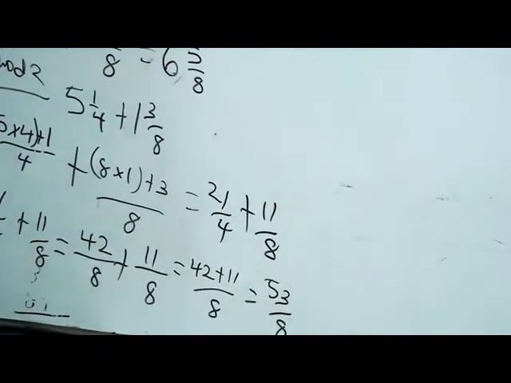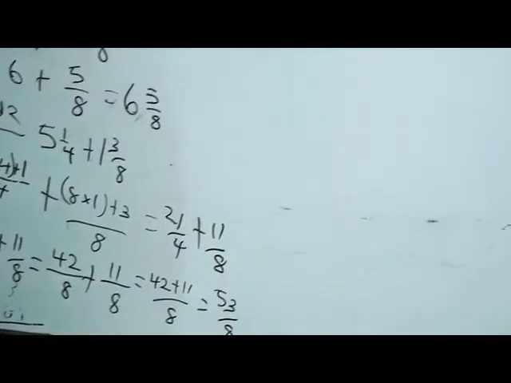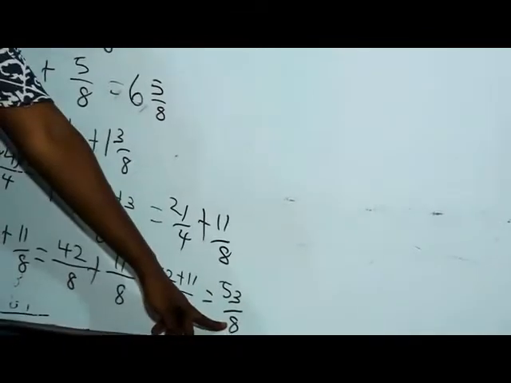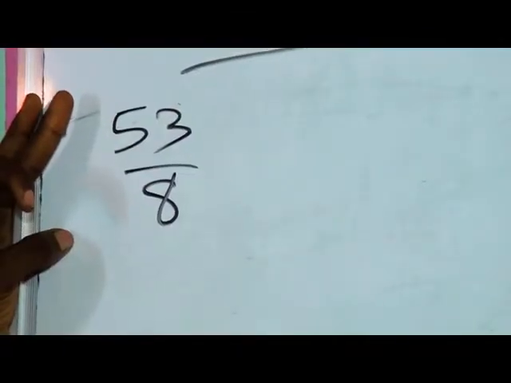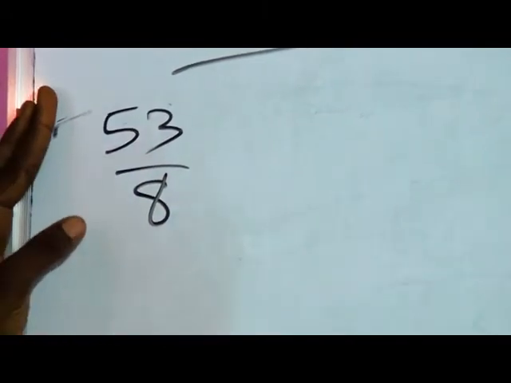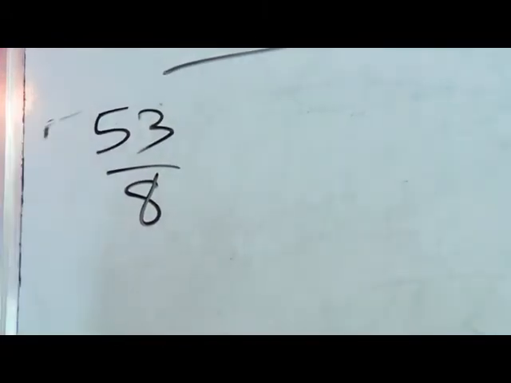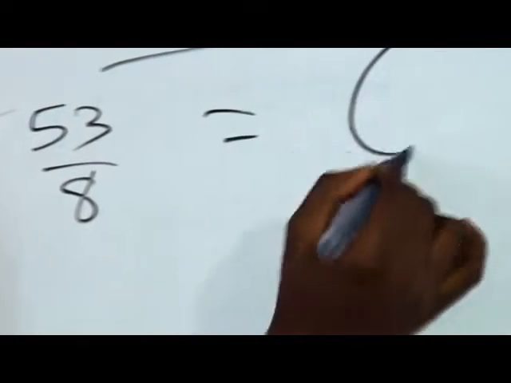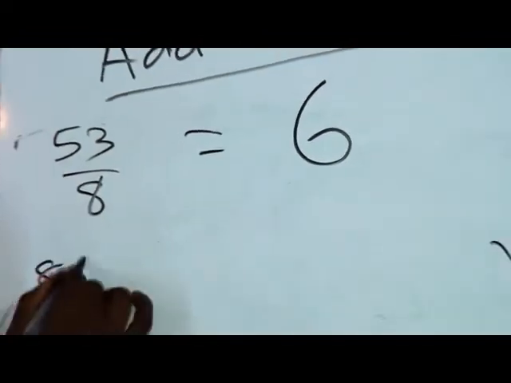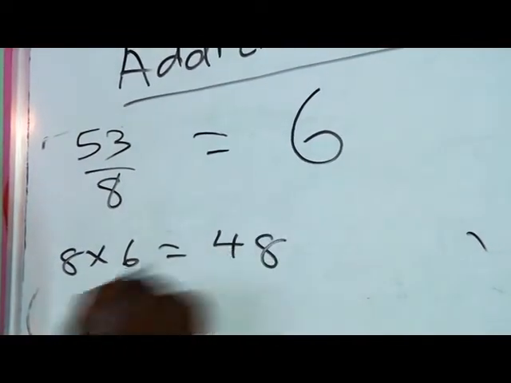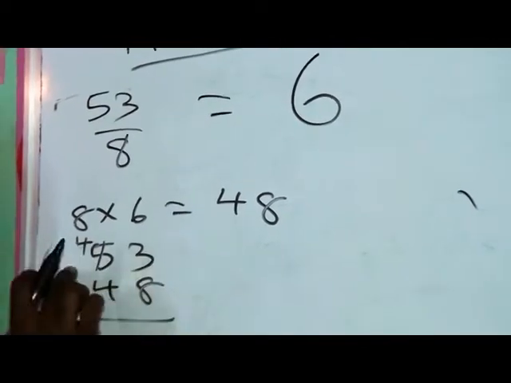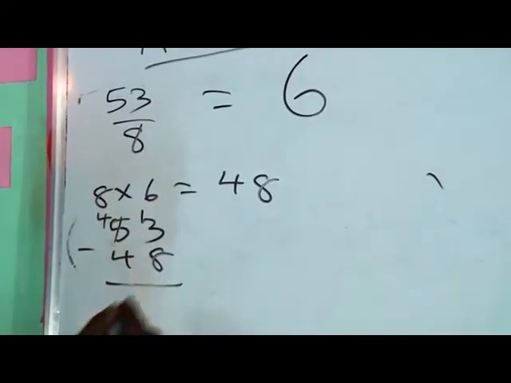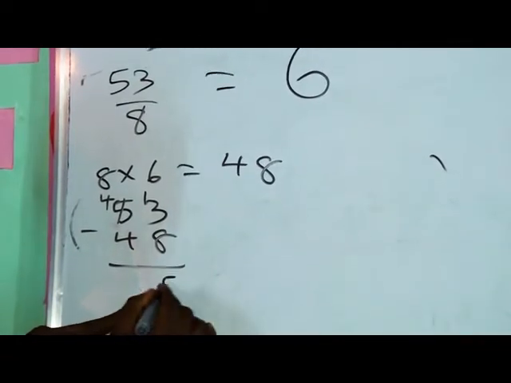53 over 8. I want to change 53 over 8, an improper fraction. How many 8s can I find in 53? 6. 8 times 6 is 48. So I have 6 whole number. 8 times 6 is 48, so 53 minus 48. 13 minus 8 is 5.